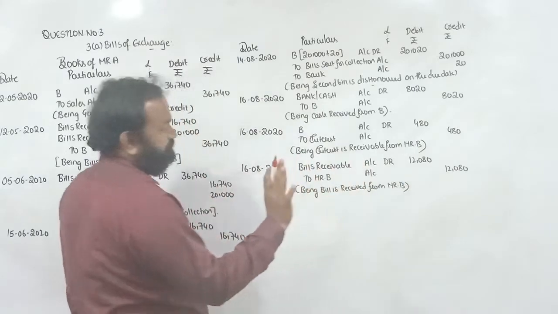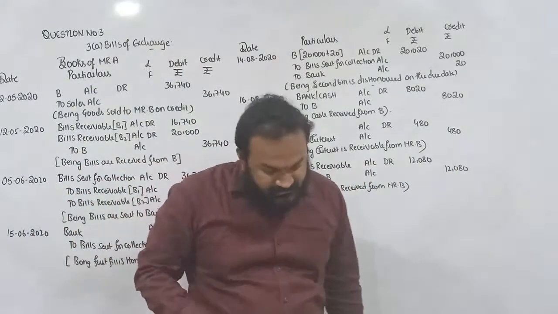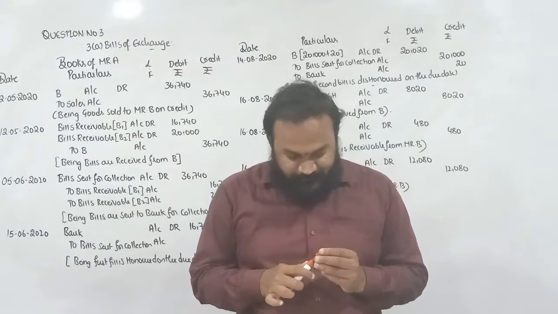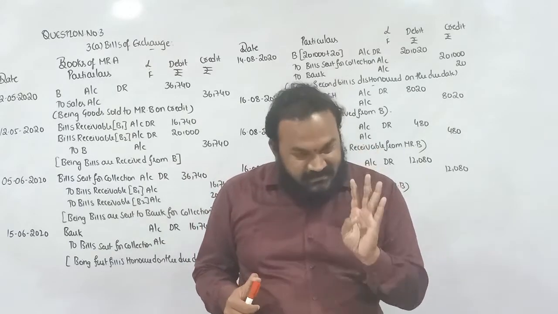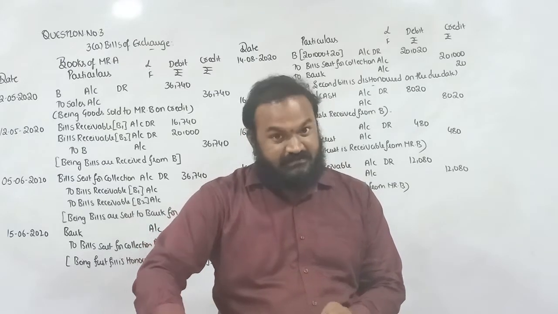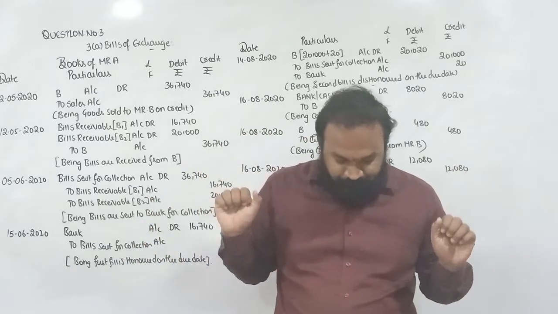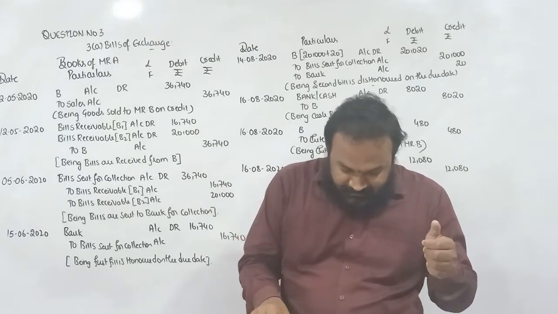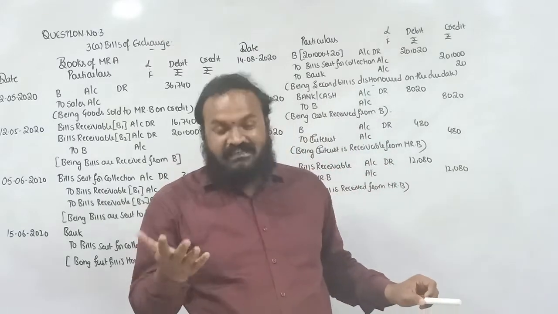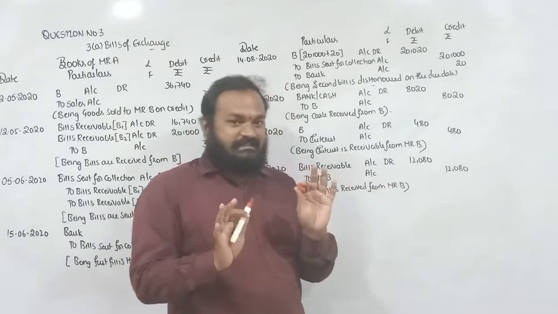For how many months? 3 months. Okay. August 16, September 16, October 16, November 16 plus 3 grace days. November 19 is the due date. Before the due date, A immediately sends the same for collection on the same date.